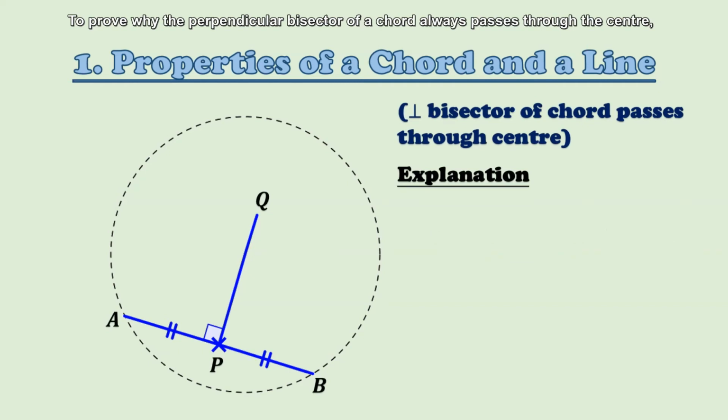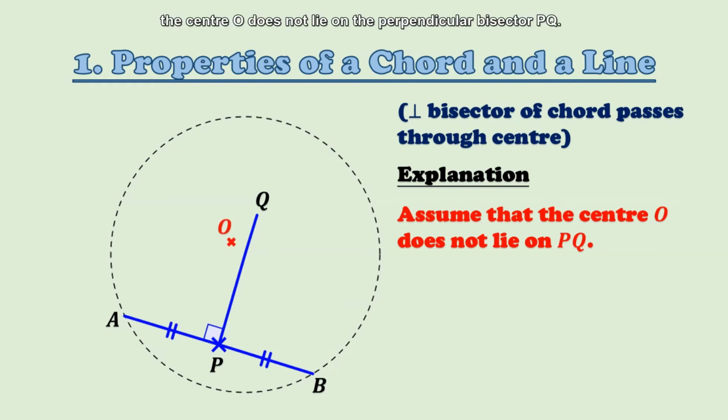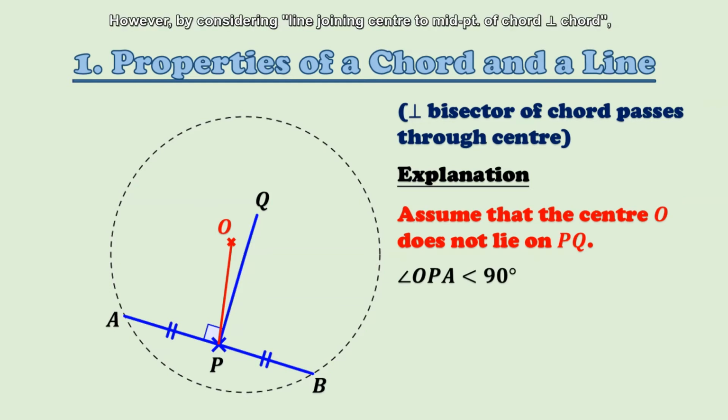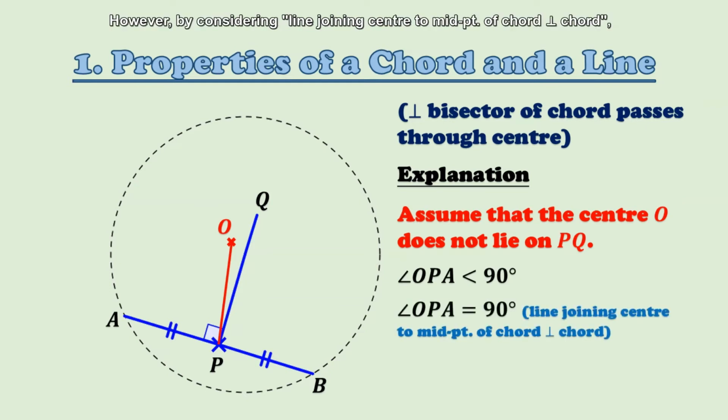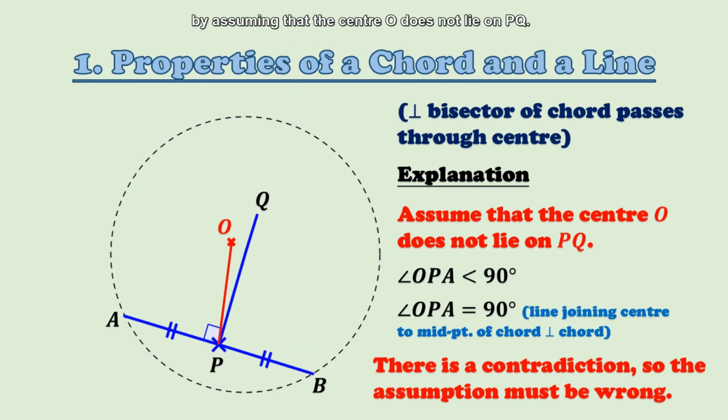To prove why the perpendicular bisector of a chord always passes through the center, first of all, we can assume that the center O does not lie on the perpendicular bisector PQ. Here from the diagram, we can see that the angle OPA is less than 90 degrees. However, by considering line joining center to midpoint of chord perpendicular to chord, angle OPA should be a right angle. Therefore, we can see that there is a contradiction by assuming that the center O does not lie on PQ. As a result, this assumption should be wrong, and therefore the perpendicular bisector of a chord should always pass through the center of the circle.